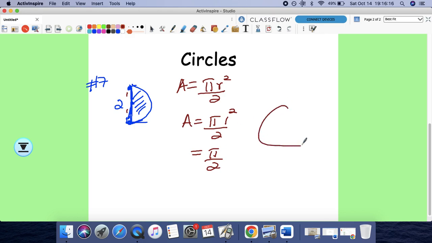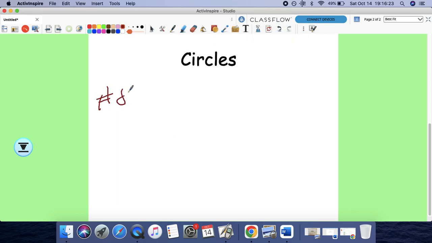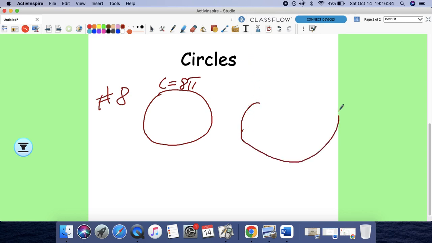Yes, there is. So 8. Circle A has a circumference of 8 pi. Okay. The radius of circle B. This is circle A, by the way. I'm going to call it circle B. The radius of circle B is twice the radius of circle A. Okay, what is the area of circle B?